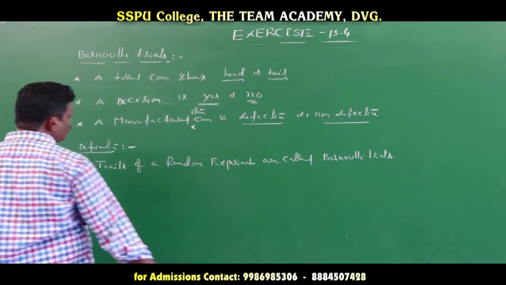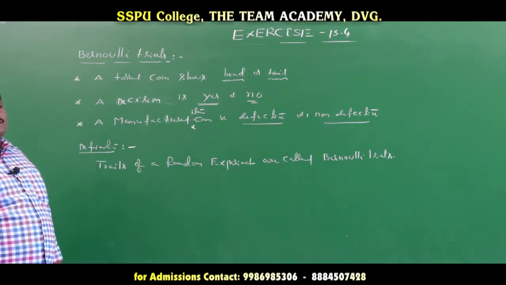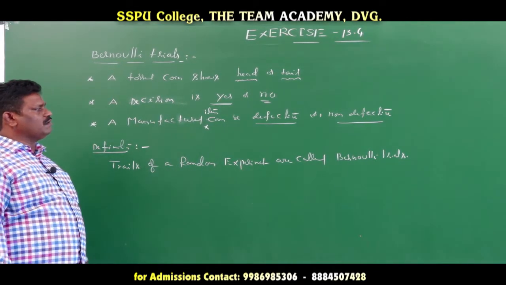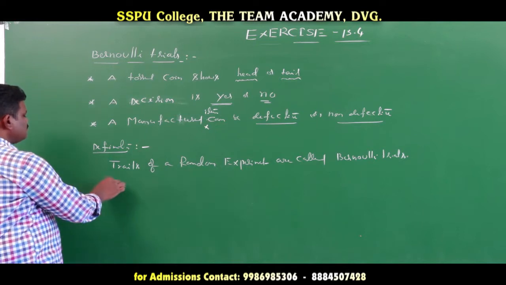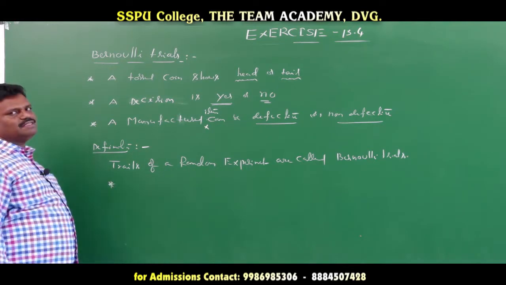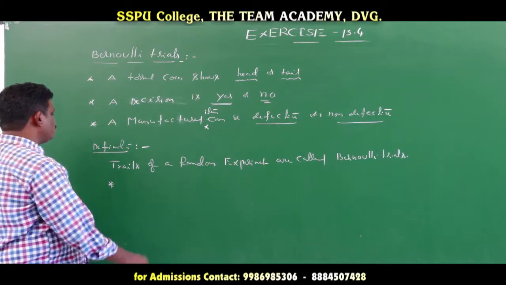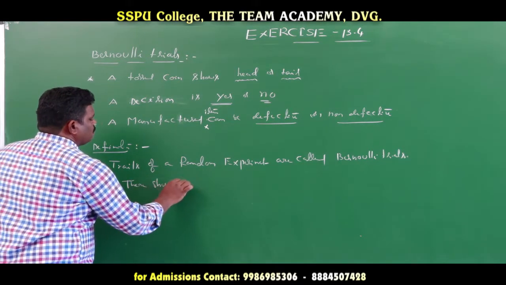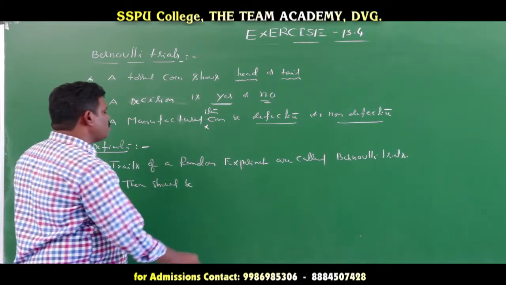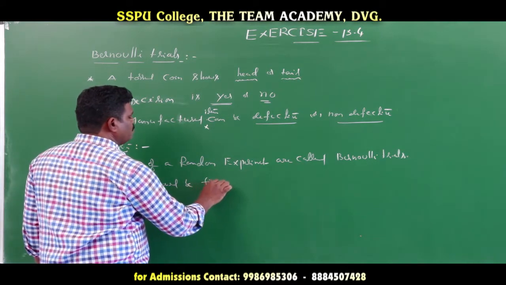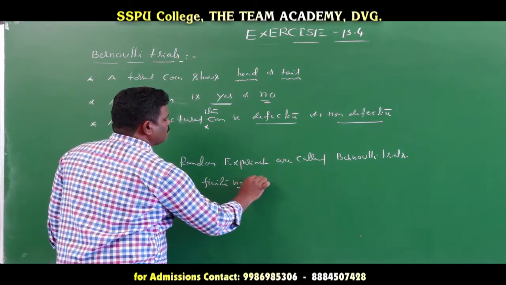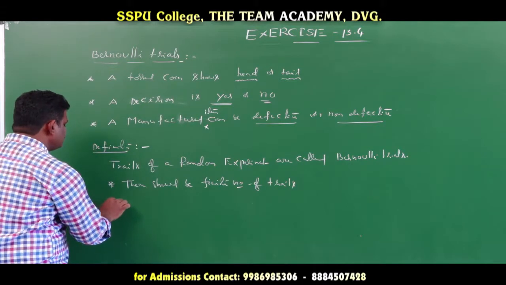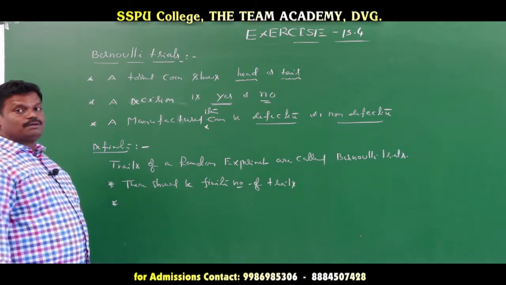Tossing a coin, rolling a die, or throwing a die are random experiments. So trials of a random experiment are called Bernoulli trials. Now these Bernoulli trials satisfy some conditions. First, there should be a finite number of trials.